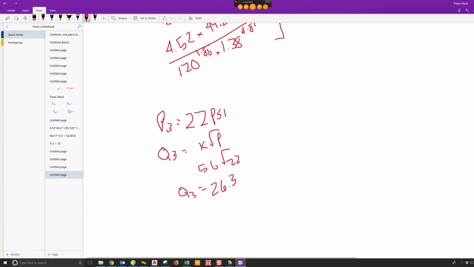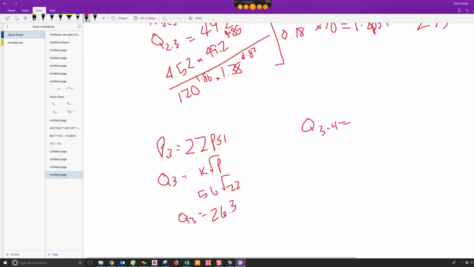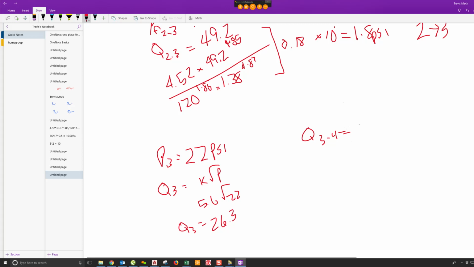So now our flow from 3 to 4, Q3 to 4, equals 49.2 plus 26.3. And what does that come up to? 75.5? I'm trying to do that in my head. Is that right?